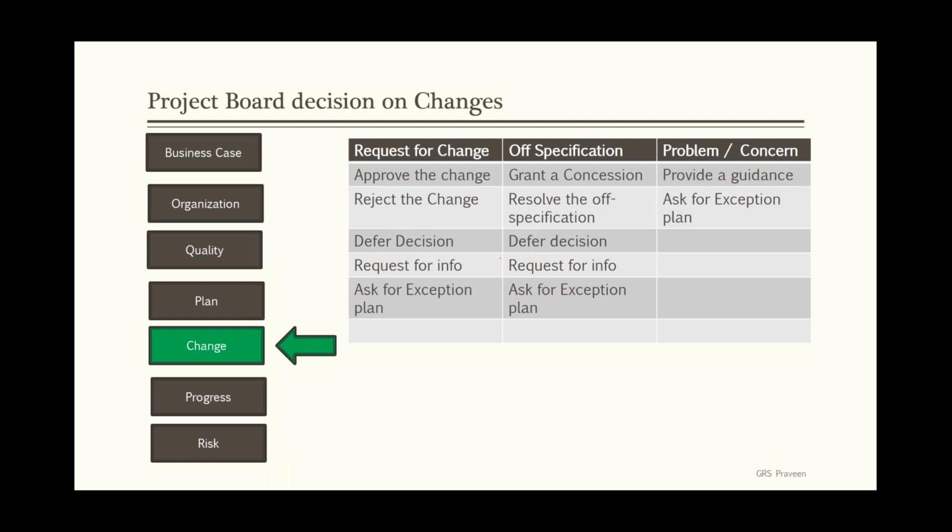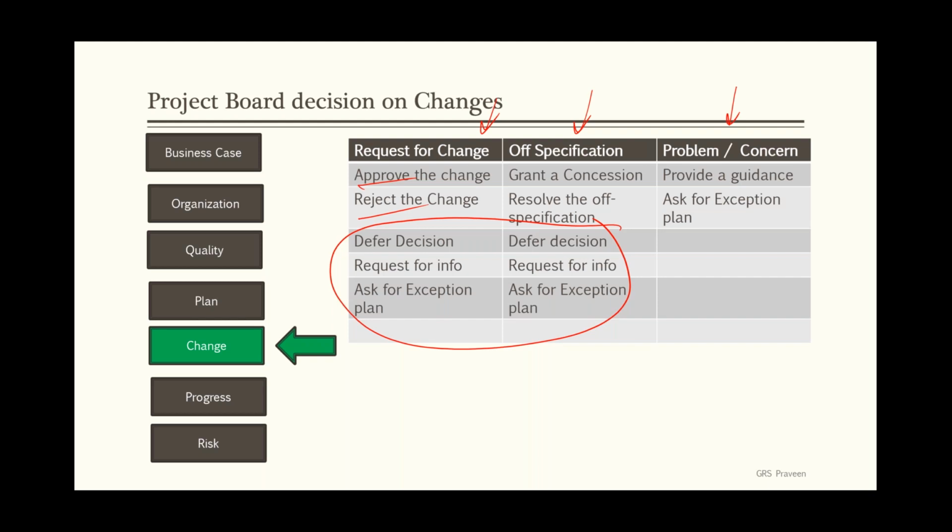And I think project board decisions on changes, apart from approve and reject, there are some other things also here. Defer decision and customer information for exception. Okay, so these are other things. As I said, there are 3 types of changes. One is request for change, then off-specification, and finally problem or concern.